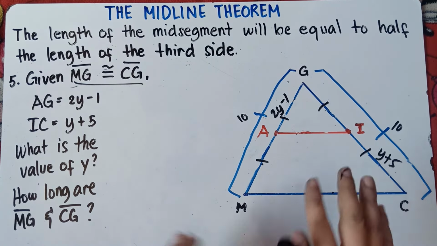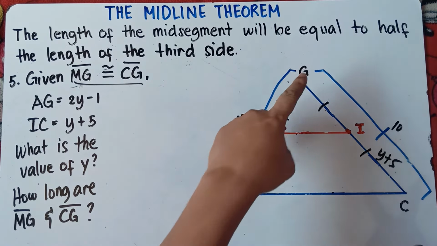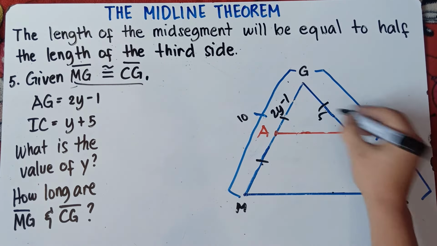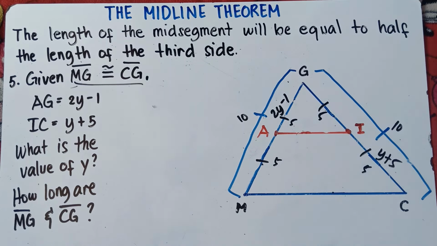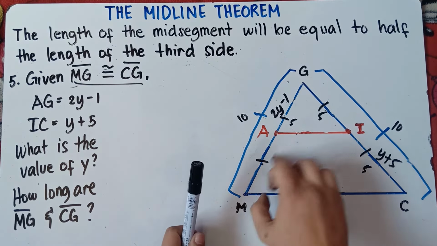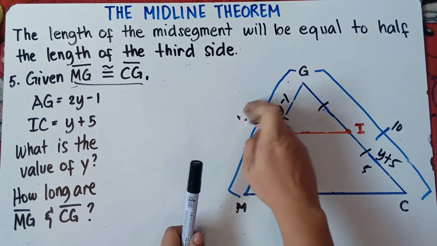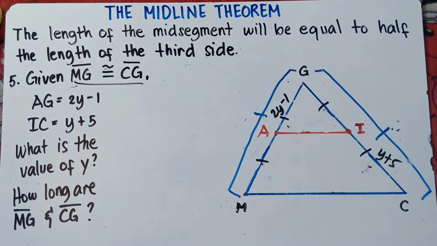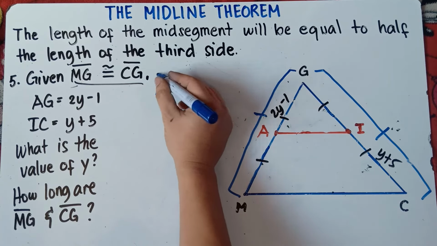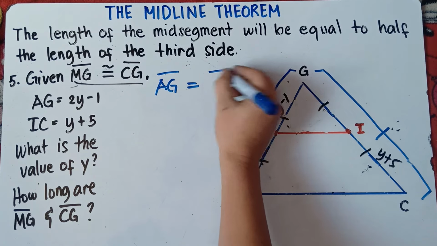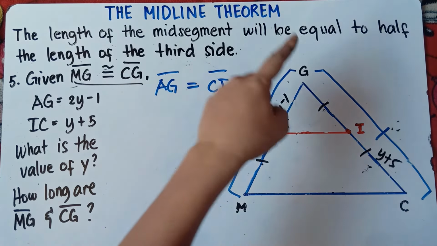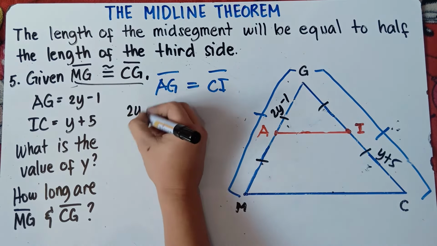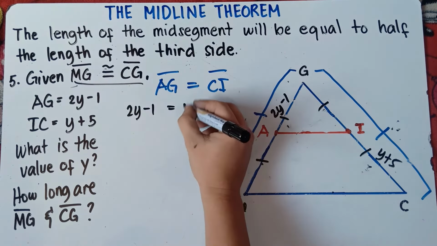I hope it's clear, class, that MG is congruent to CG. If this is 10, this will also be 10, and half of 10, because this is the midpoint, is 5. Ten is just an example, so we simply equate. Line segment AG is congruent to line segment CI, so their measures are equal. AG is 2y minus 1 equals CI, that is y plus 5.